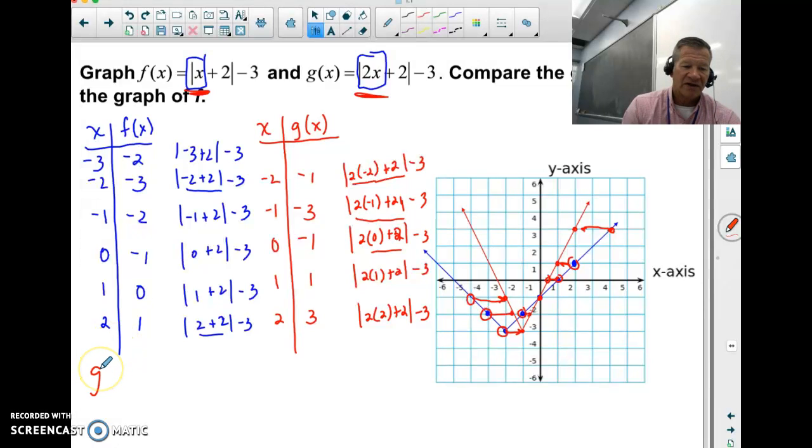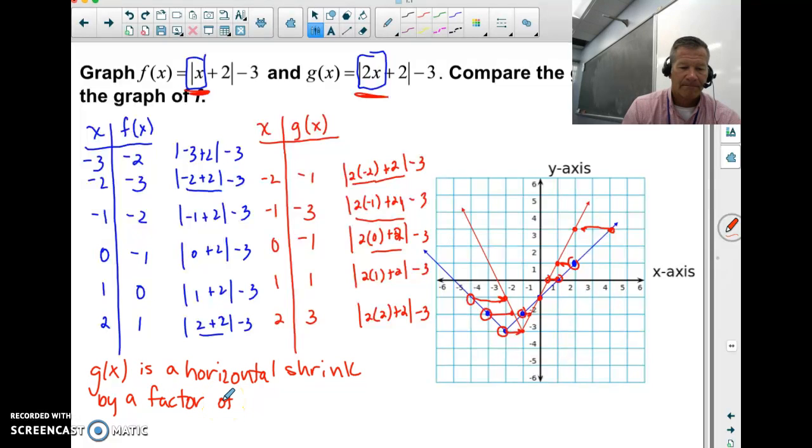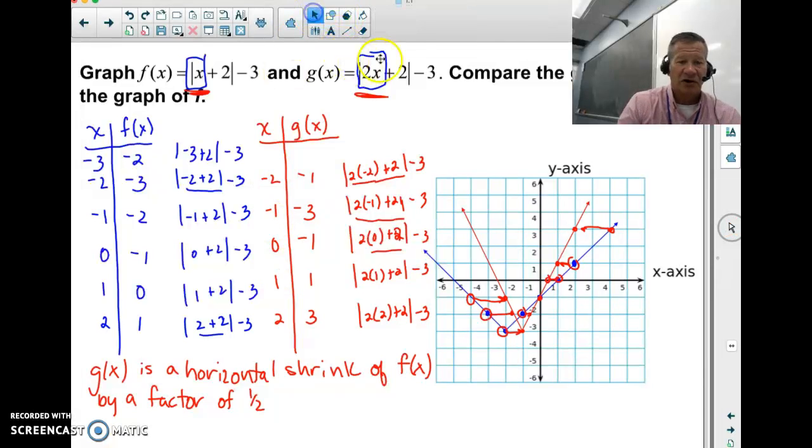So we would say that g of x is a horizontal, we're going to call it a shrink, by a factor of 1/2. Let's say a horizontal shrink of f of x. So g of x is a horizontal shrink of f of x by a factor of 1/2. Due all to that 2x instead of x in there. Okay, so interesting. We'll do more of this in the next video.